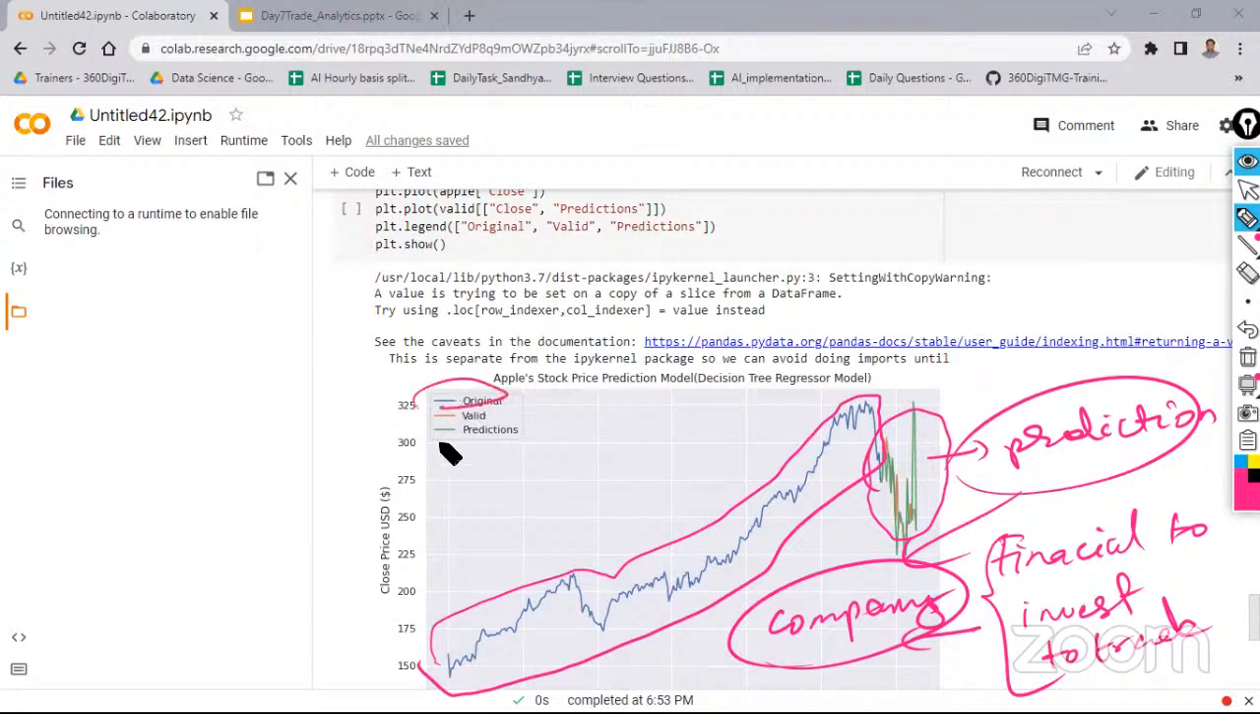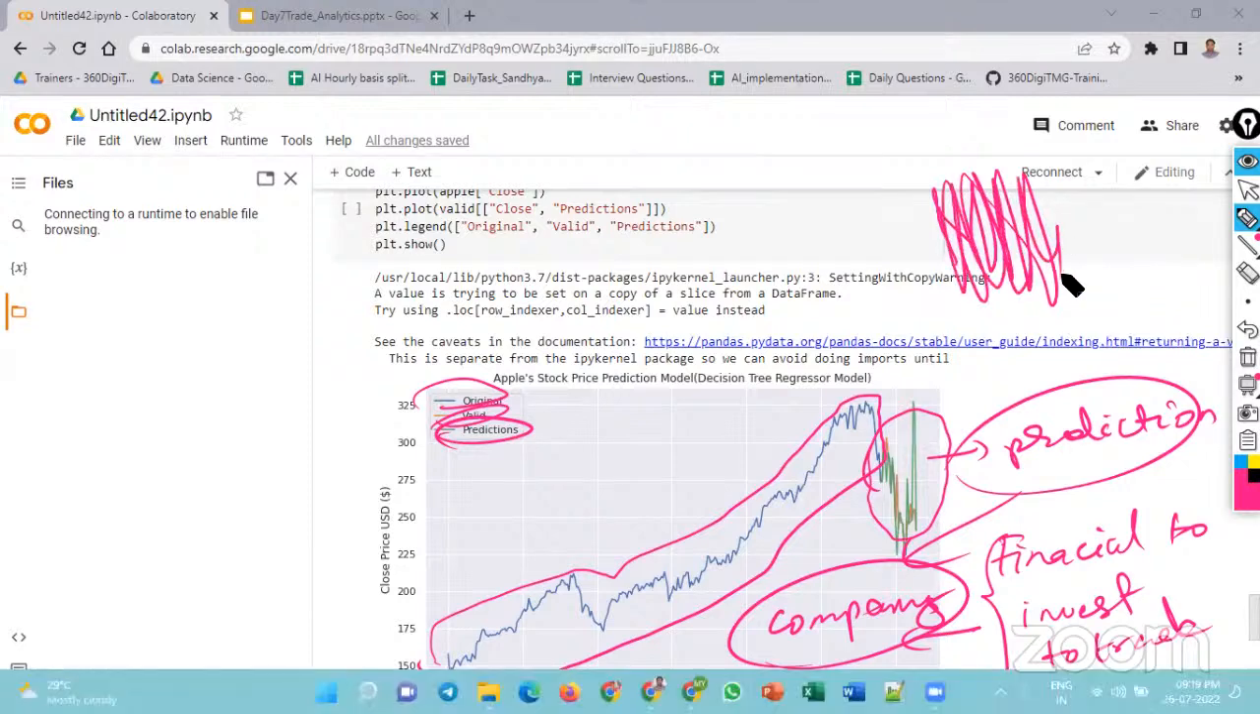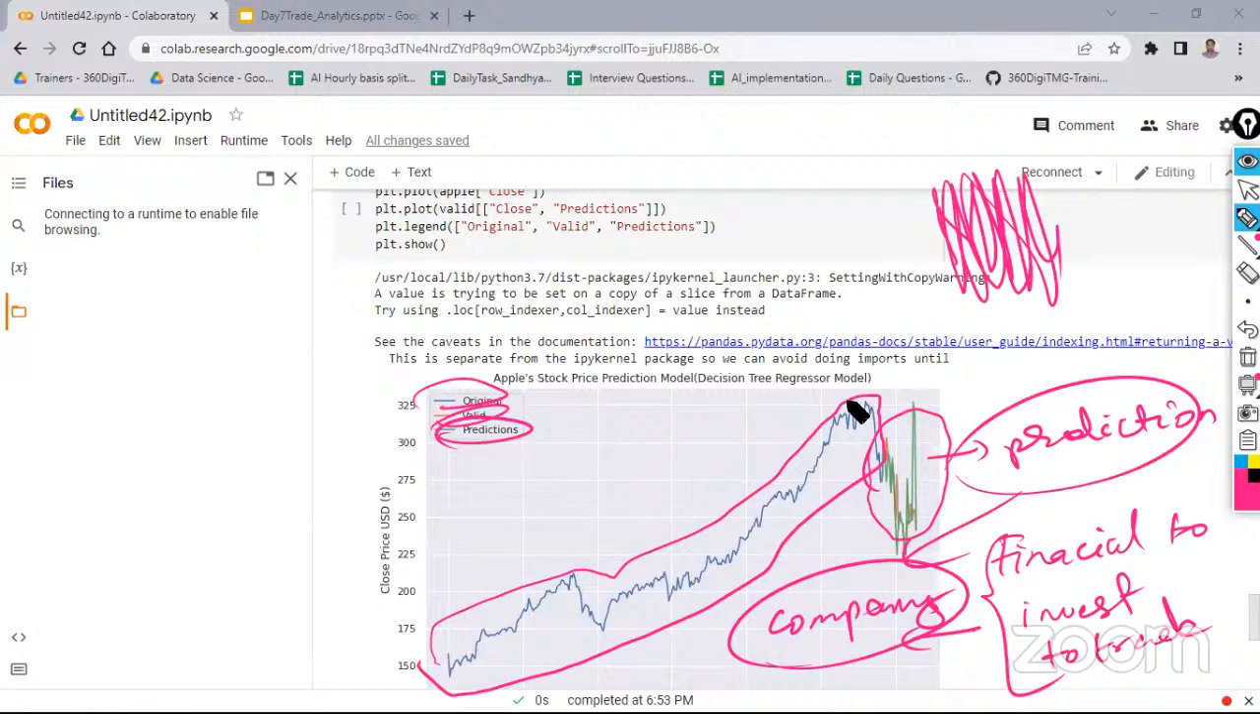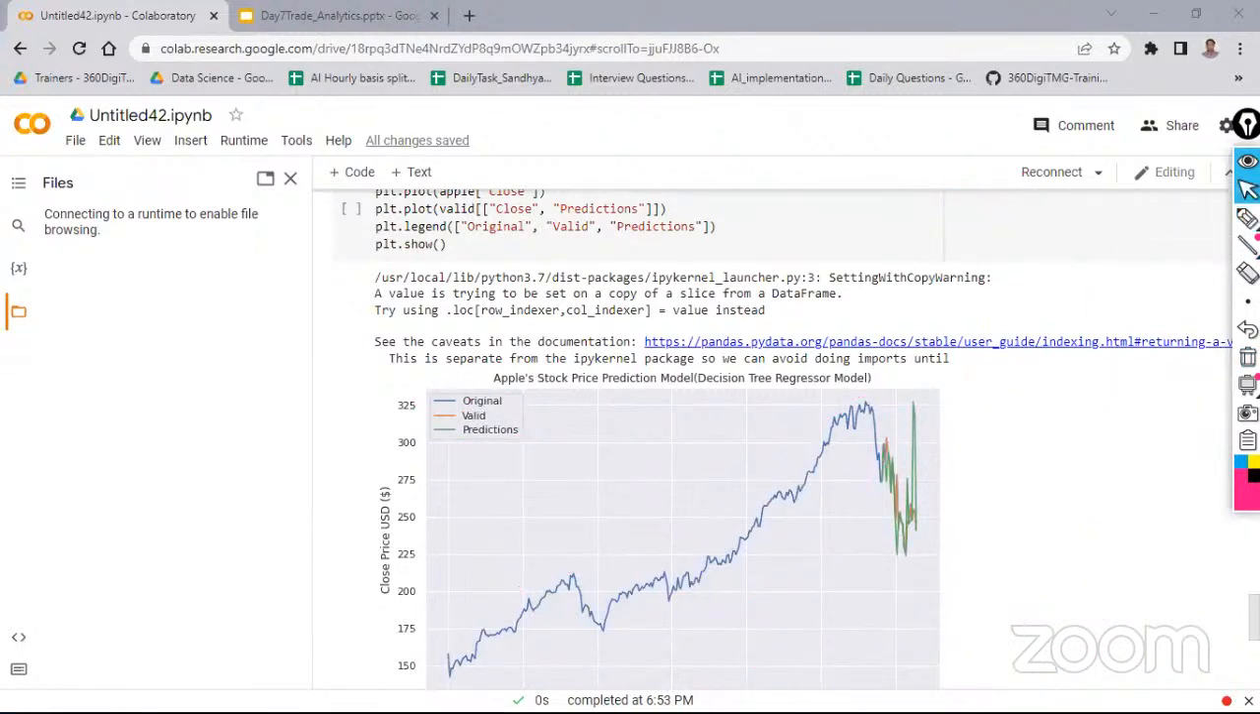So blue is the original value, orange is valid, and green is prediction. You can see orange and green are all the same. So it is all about the same predictions that you are getting with the values.